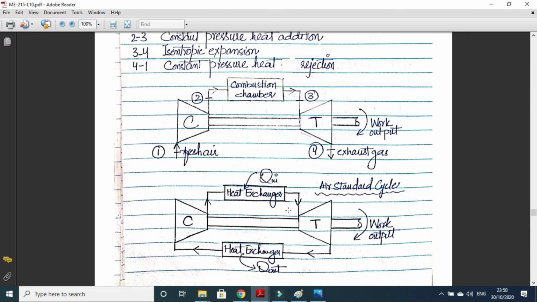We have two types of Brayton cycle. One is the closed cycle. This is the closed cycle Brayton cycle, which is normally used in power production or power generation, and this is the open cycle Brayton cycle, which is normally used in aeroplanes.